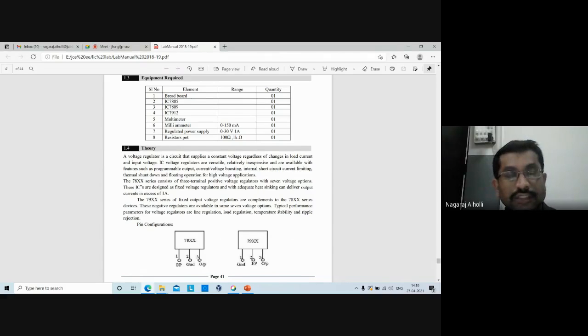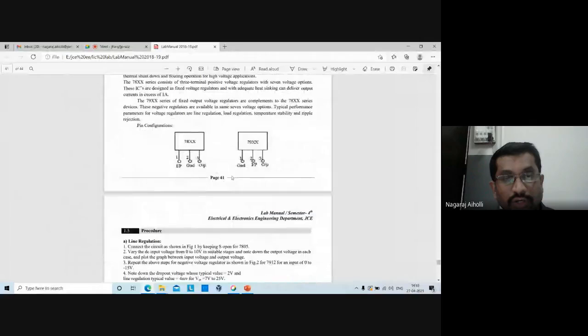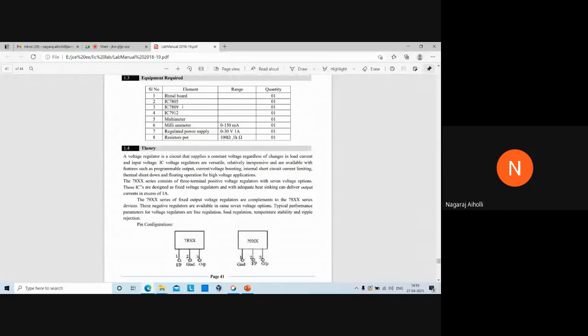Here in our circuits, we are maintaining the voltage constant, and hence the circuits are called voltage regulator circuits. Now, these voltage regulator ICs we are using in the lab, such as 7805, 7809 and 7912. So IC 7805 is a 5 volt voltage regulator.